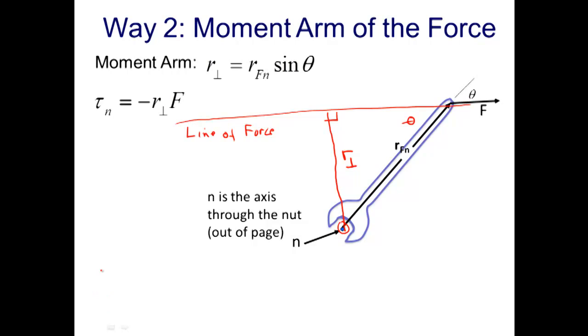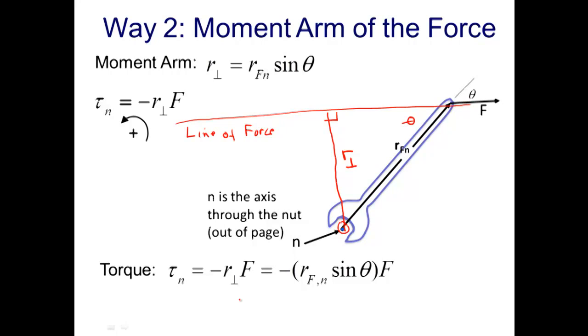Now the torque is simply the moment arm times the force, and again we have to get the sign right. We're using the convention that counterclockwise is positive, so in this case we get a minus sign. So the torque is negative r perpendicular, the moment arm, times the force. If we look at that in some detail, of course, r perpendicular is r times sine, and so we get back to the original definition, which is r times F times the sine of the angle in between them.